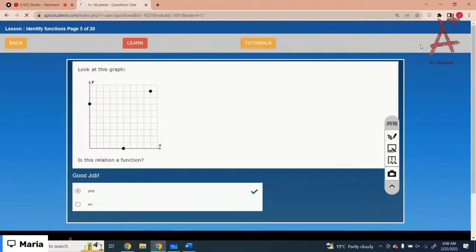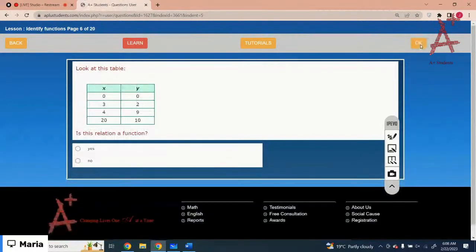Okay, the next one is look at the table. Is this relation a function? When x is 0, y is 0. When x is 3, y is 2. When x is 4, y is 9. When x is 20, y is 10. So yes, this is a function. For a single value of x, we have a single value of y.